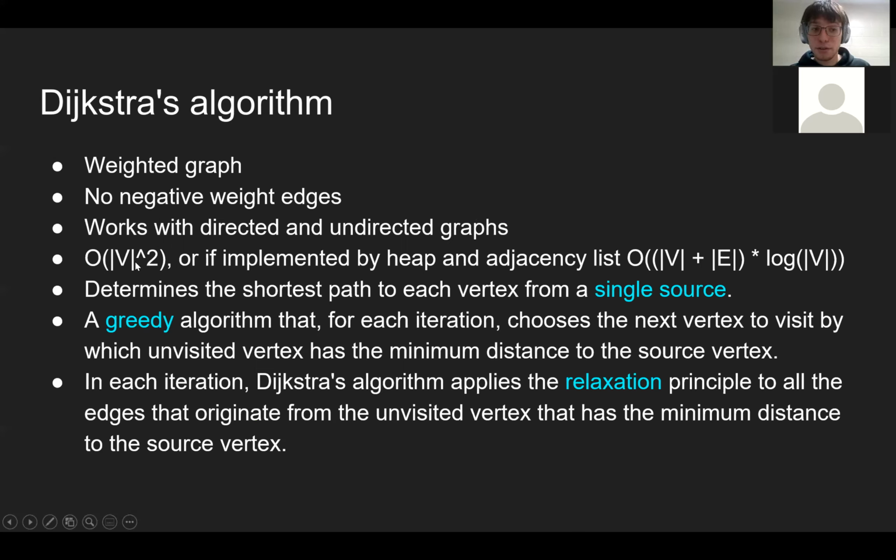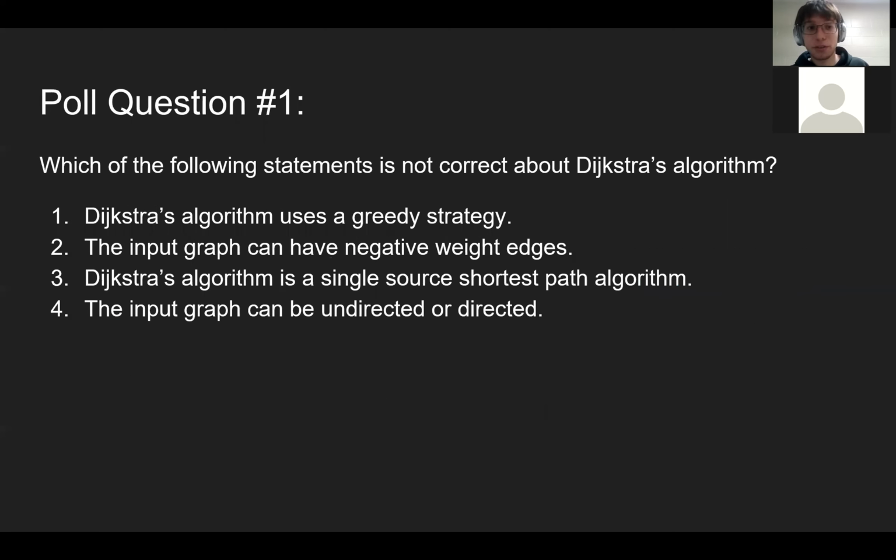And in each iteration, we just perform relaxation on all of the edges that originate from the newly visited vertex. And so that's great, right? Dijkstra's is really good, and it's the best we have for positive weights. If every edge weight is positive, it's the best we can do. But as we mentioned, it doesn't work for everything. So that's why we have something right after the poll question.